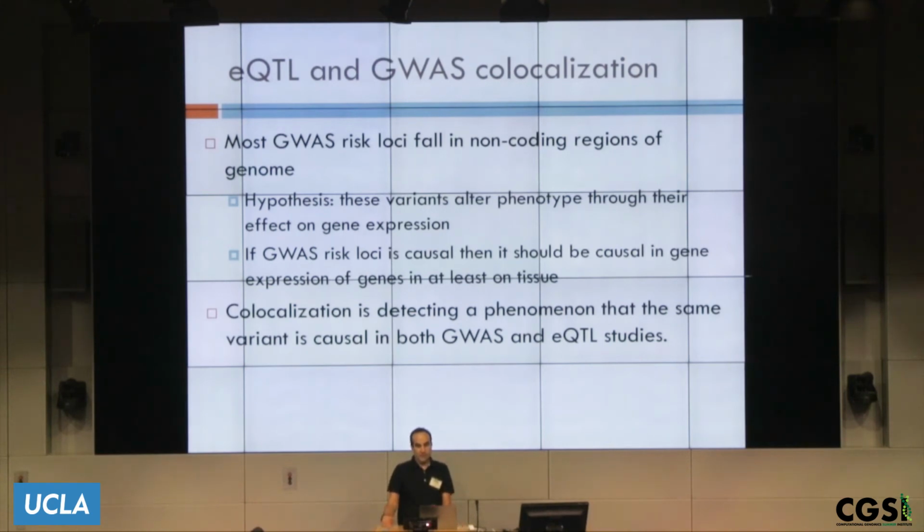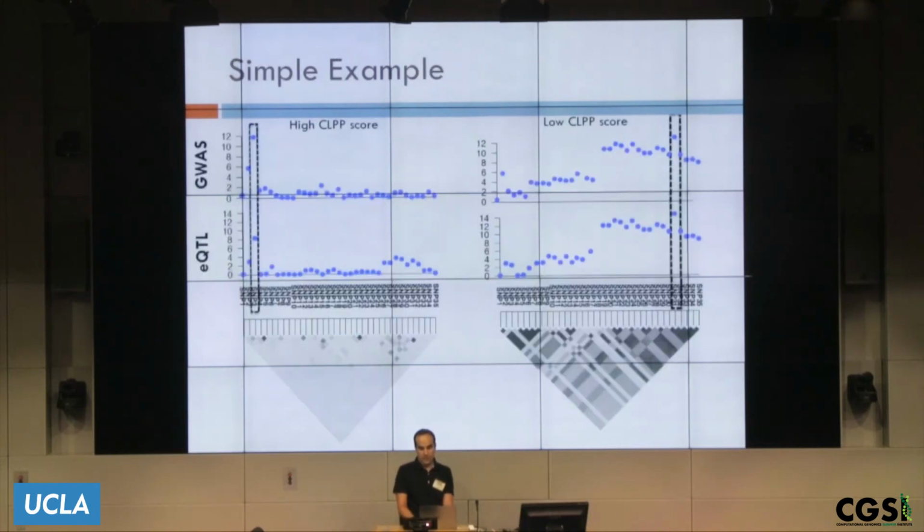Because if the SNP doesn't affect expression in any way, then this hypothesis can't be true, right? So the SNP should be affecting expression. Co-localization is a fancy name for identifying the scenario where the same SNP affects two different traits, in this case a GWAS and an eQTL. So let me give you an example.